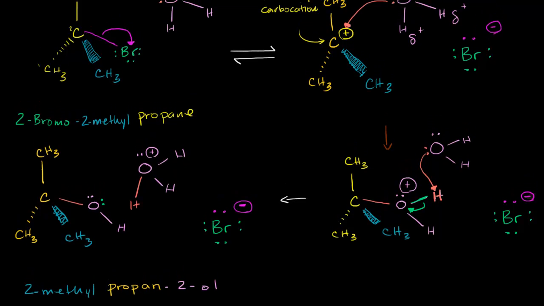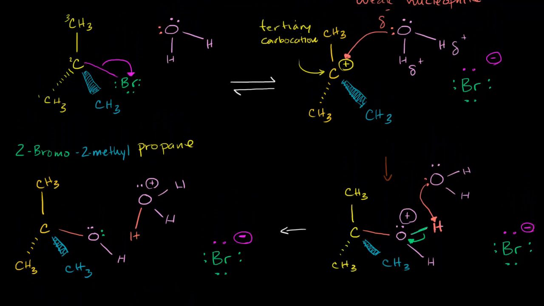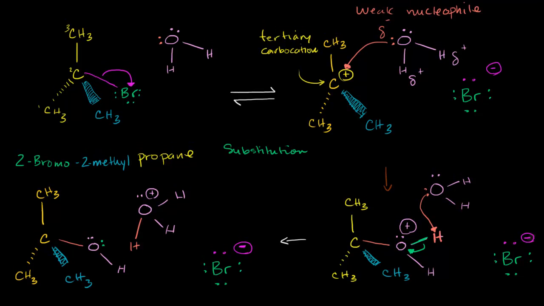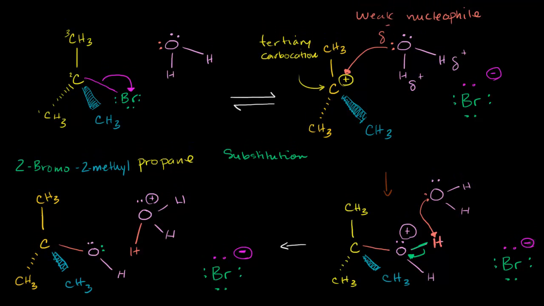Now, let's think about what we can name this reaction we just saw. Well, we've just substituted a bromo group with a hydroxyl group. So I think it's reasonable to say that this is going to be a substitution reaction. We substituted with a weak nucleophile, but it was a nucleophile nonetheless. So it involved a nucleophile.